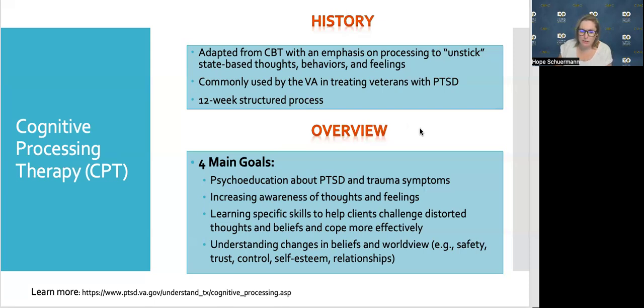It does start with psychoeducation, like, you know, most trauma protocols. Psychoeducation helps prepare a client to start then working on their trauma. It increases the awareness of thoughts and feelings, and then it helps the client to learn specific skills in order to challenge those distorted thoughts and beliefs and then cope more effectively. And because of that, the client's understanding can change around their beliefs and their worldview about safety, trust, relationships, being able to contextualize events and people again.